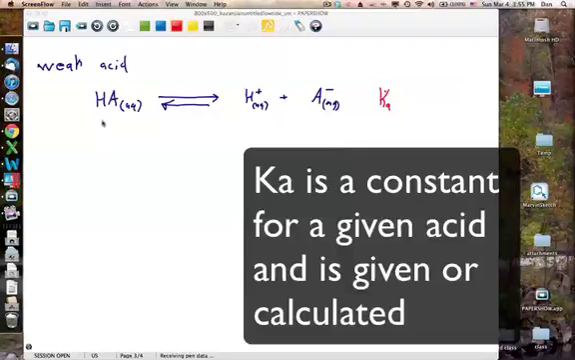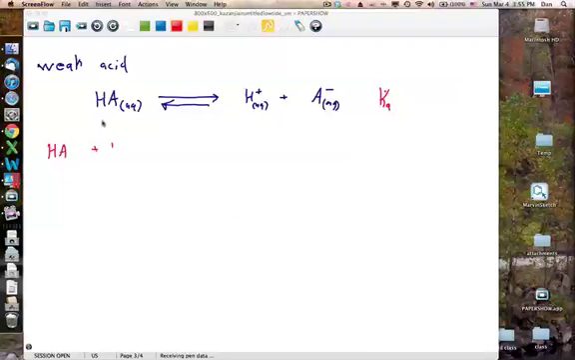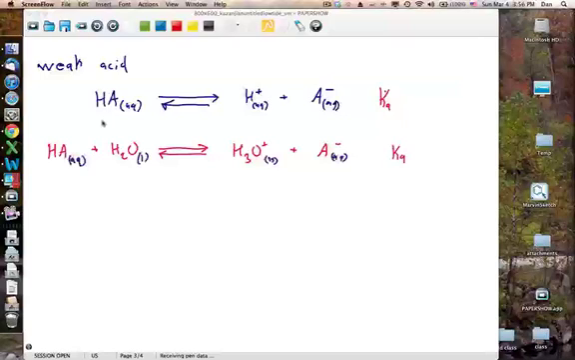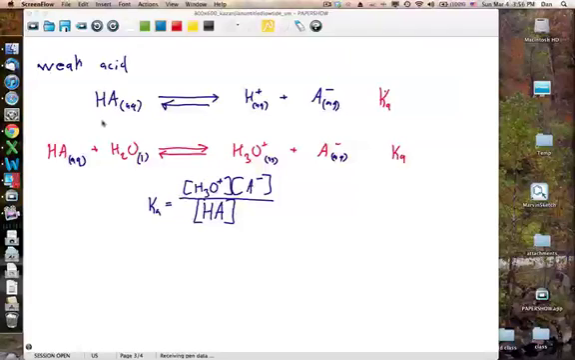Now, a more correct way to write this is that the weak acid in the presence of water interacts to form H3O plus A minus with an associated Ka. So the correct form of the equilibrium constant Ka would be equal to H3O plus times A minus, all divided by HA aqueous, the undissociated acid. Now, what this means is that we can't know what the H3O plus concentration is or the A minus concentration is directly.